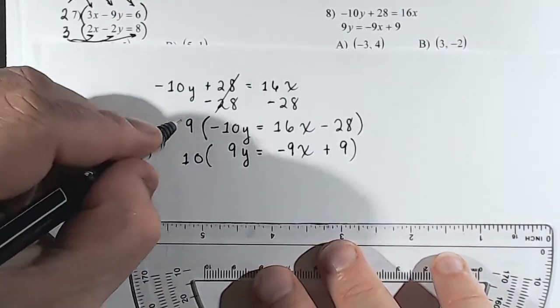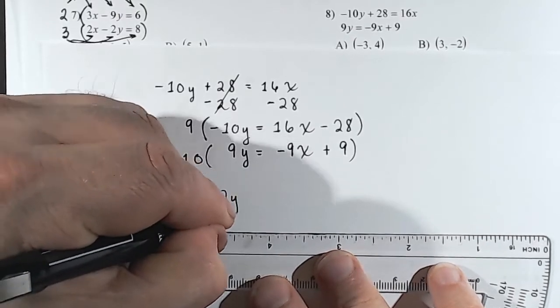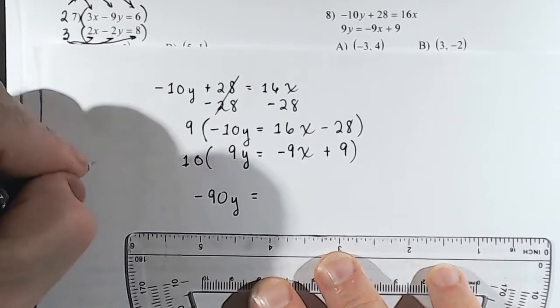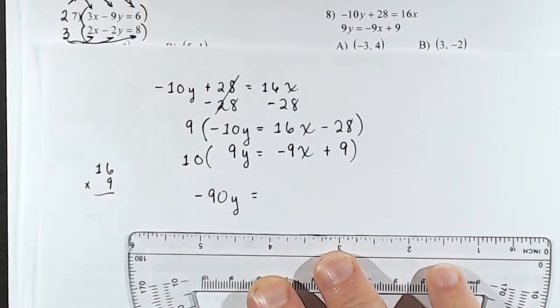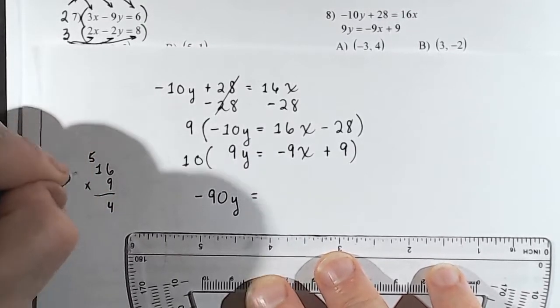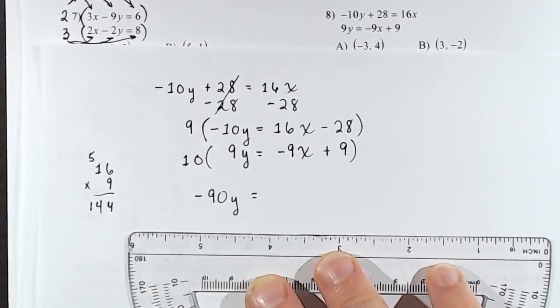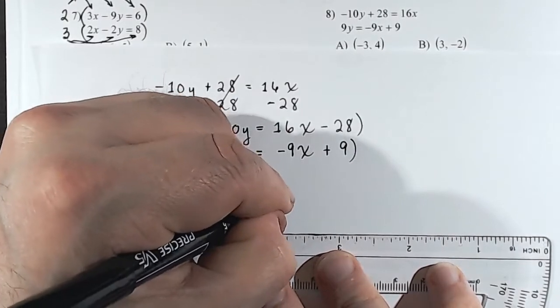So let's do that. 9 times negative 10y is negative 90y. We set that equal to 9 times 16x. I have no idea what 16 times 9 is, but I will in a moment. 9 times 6 is 54. 9 times 1 is 9, plus 5 is 14. So 16 times 9 is 144. So negative 90y equals 144x.